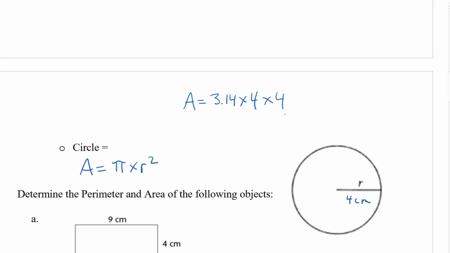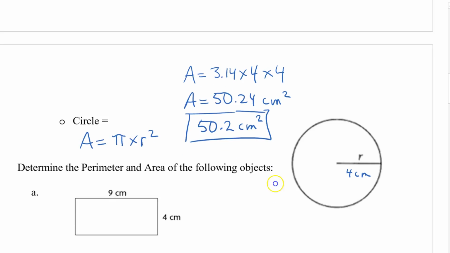You could either use your squared button in your calculator, or you can say 3.14 times 4 times 4. When I do that in my calculator, I get 50.24. And my units are centimeters squared. If I'm being asked to round to the nearest tenth, I could change that to 50.2 centimeters squared, and that would be my answer.